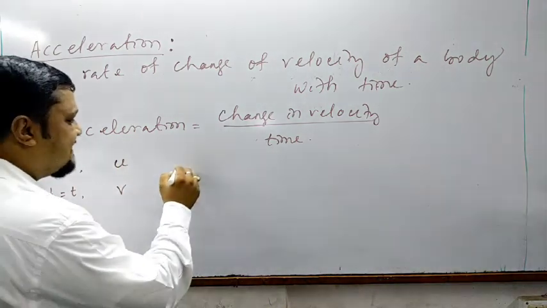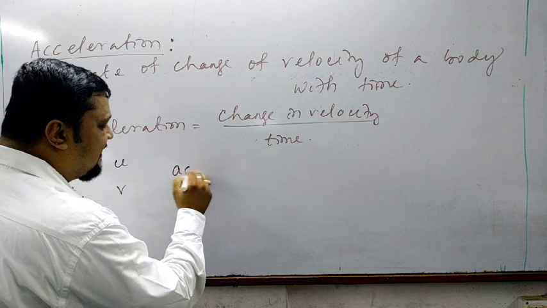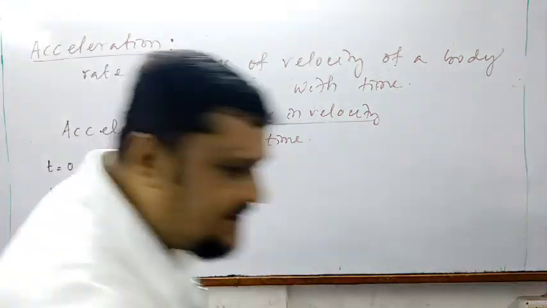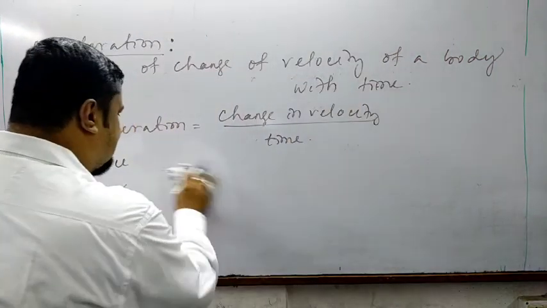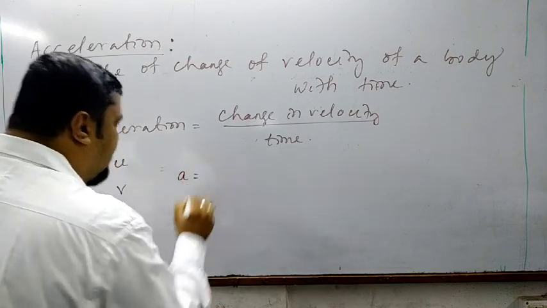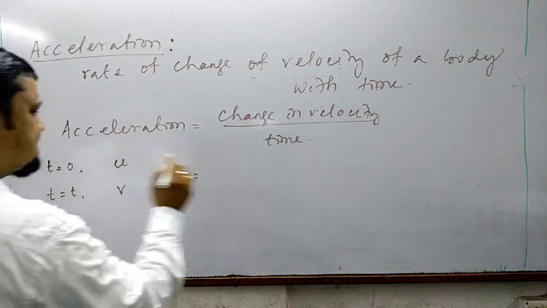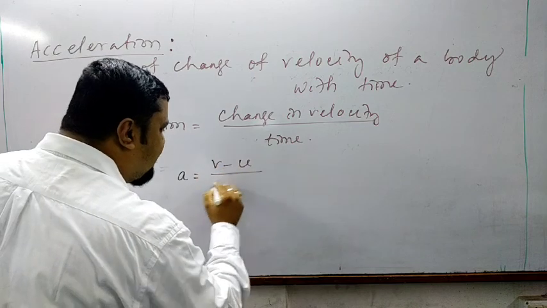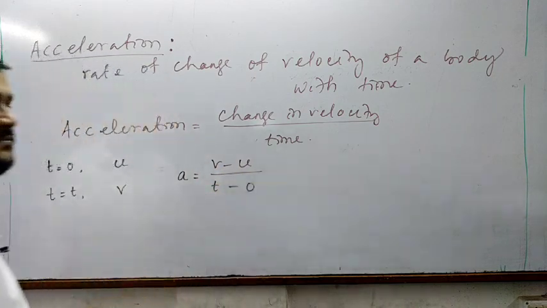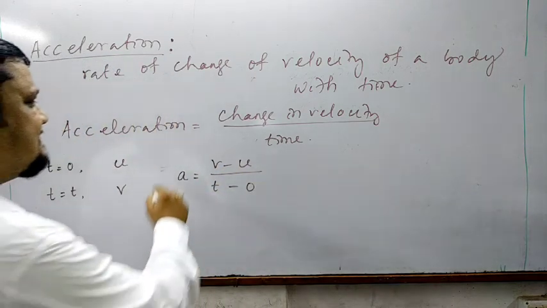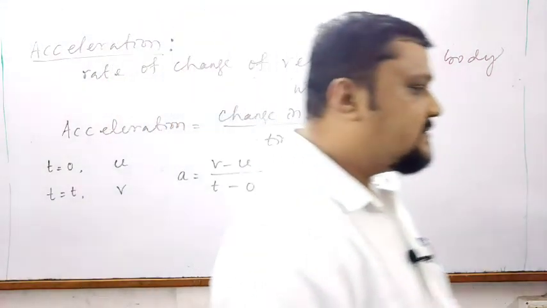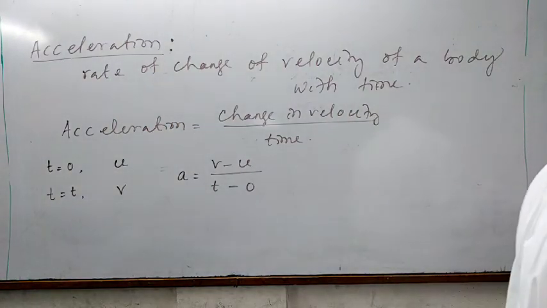Then what is its acceleration? I can write acceleration as a. This acceleration a is equal to the change in velocity. How much does the velocity change? v minus u. In what time? t minus 0. So this is the acceleration of the body.